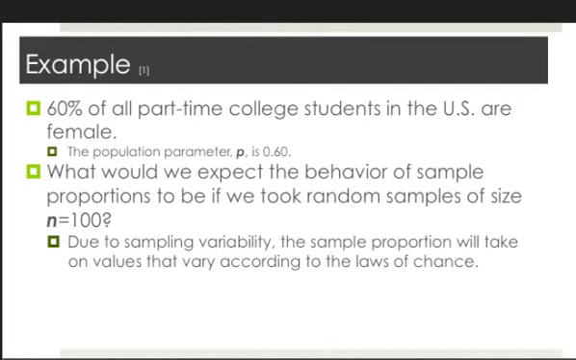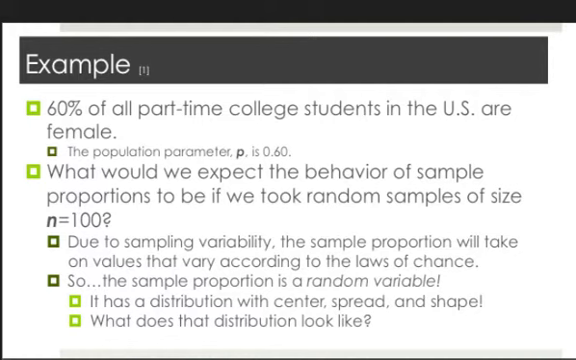Now, due to sampling variability, the sample proportion will take on values that vary according to the laws of chance. One sample might have a proportion that's different than another one, and so on. In fact, they will. So because we're going to get different values for the proportions based on the sample that we take, assuming again that we take many samples, we can think of the sample proportion as behaving as a random variable. Sometimes the proportions will be larger, sometimes they'll be smaller, but if we were to look at all those proportions, we could see that it has a distribution with a center, a spread, and a shape, just like any other variable would. So our question becomes, what does that distribution look like?